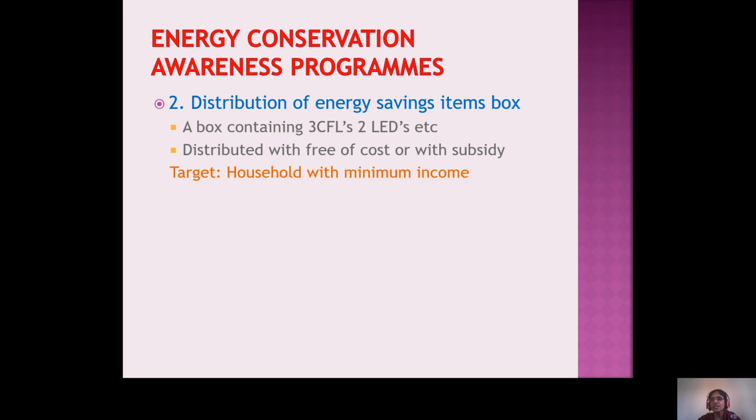Next, distribution of energy saving items box. That is, a box containing 3 CFLs, 2 LEDs, etc., distributed free of cost or with a subsidy to households with minimum income. Then they get some awareness.